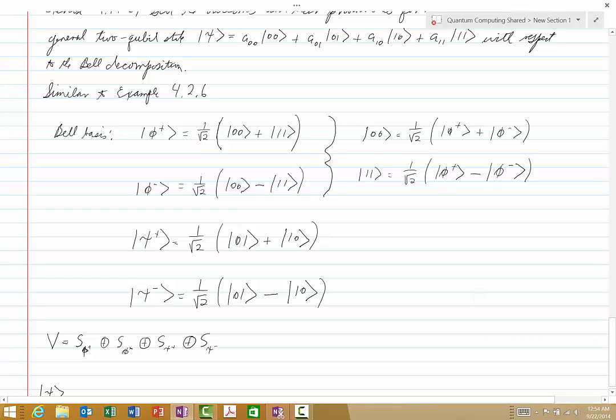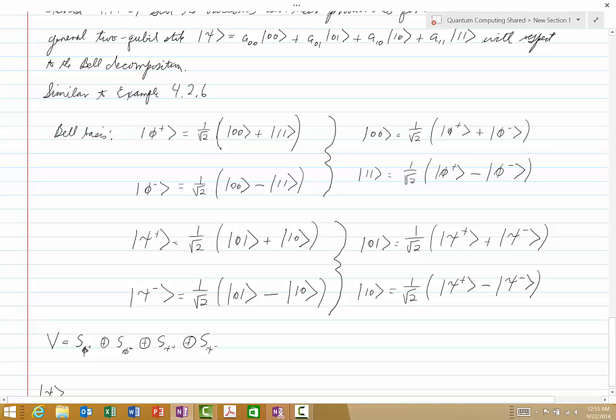And of course, I'm sure that once you see that, then you can readily see also that 0, 1 is 1 over square root of 2 times C plus plus C minus, and 1, 0 is 1 over square root of 2 times C plus minus C minus.